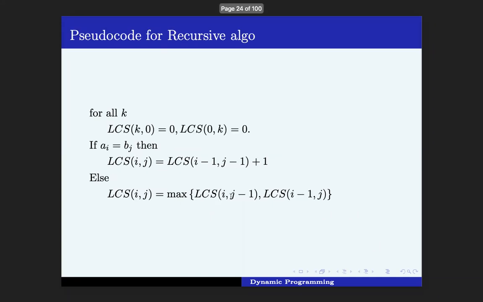So the algorithm can be like this, as simple as that. First of all, you define this one. Now, if AI equals Bj, then LCS of I comma j is nothing but LCS of I minus 1 comma j minus 1 plus 1. Else, if AI is not equal to Bj, then LCS of I comma j is the maximum of LCS of I comma j minus 1 and LCS of I minus 1 comma j. So this is the recursive algorithm.